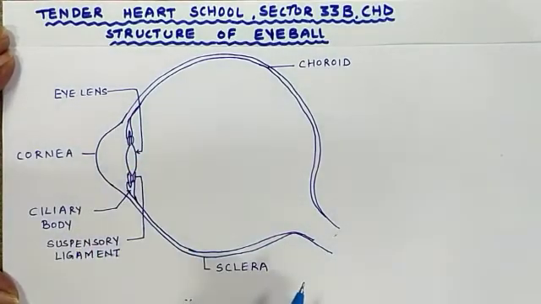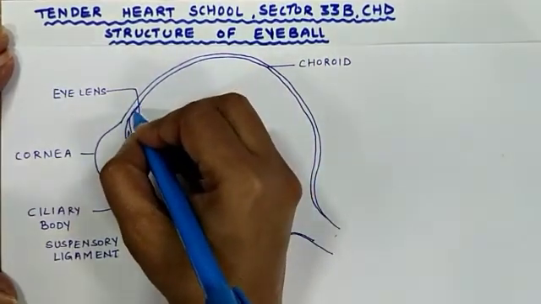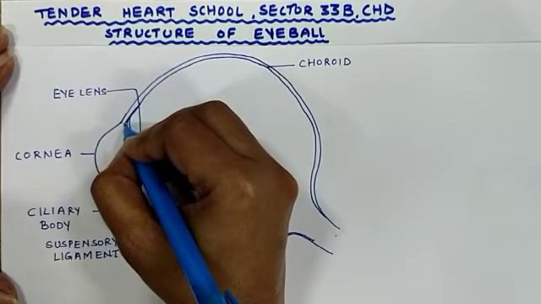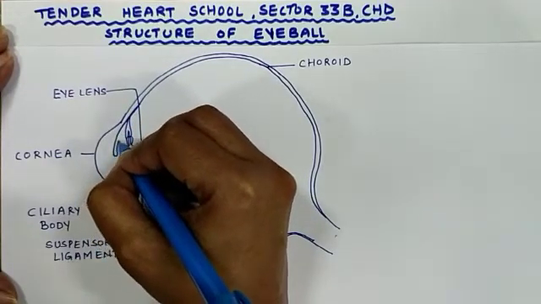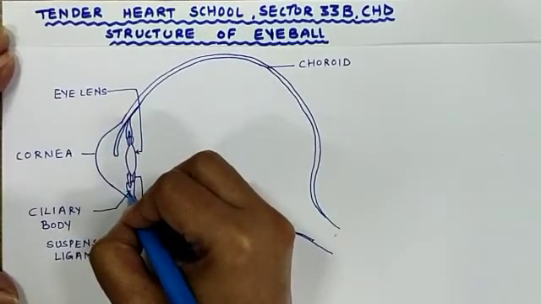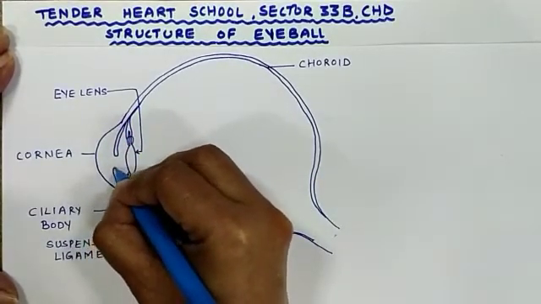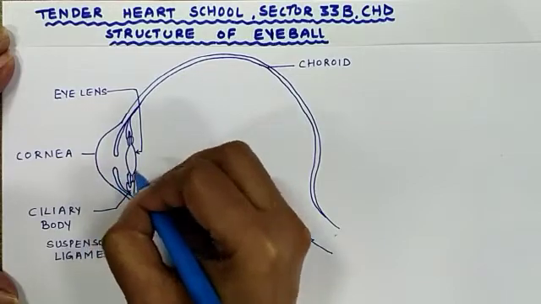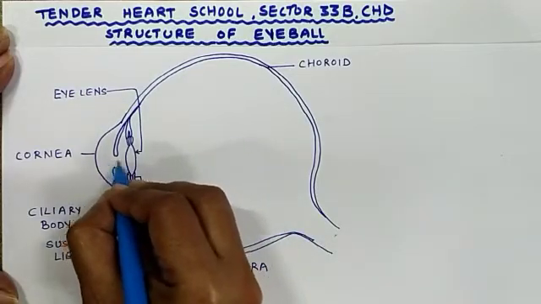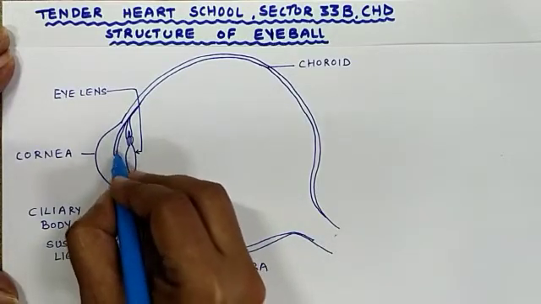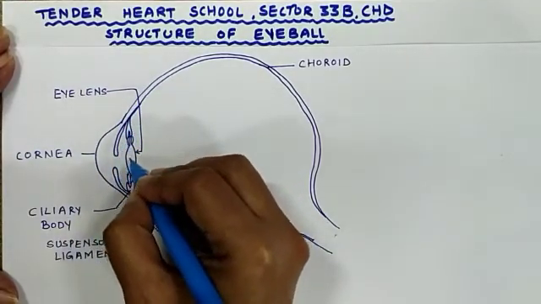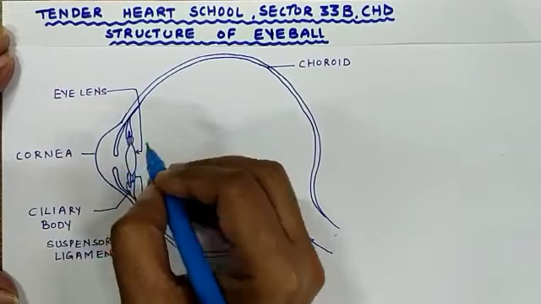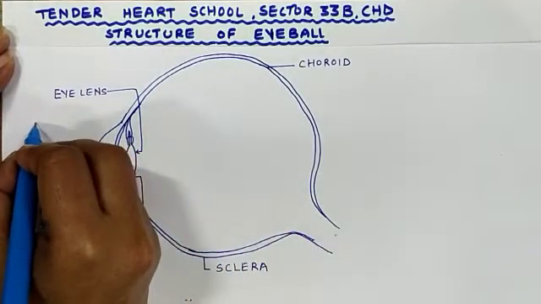Okay. Now further, this choroid layer is again coming in front of the eye lens and is covering part of the eye lens. From both sides it is coming in front and covering a part of the eye lens, leaving a very small opening in the center. This part of the choroid layer which is covering the eye lens is called the iris.